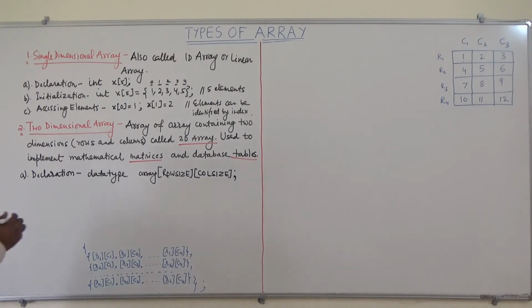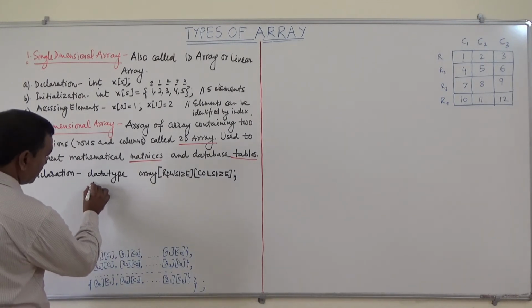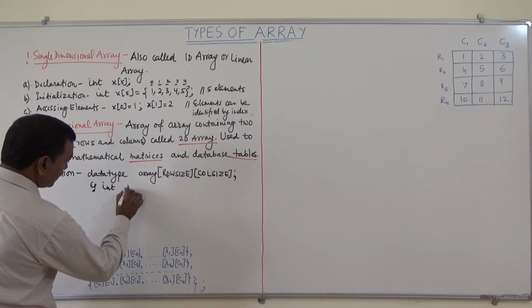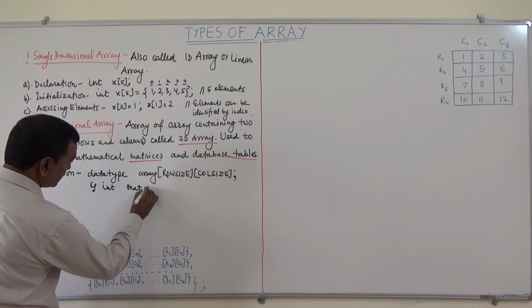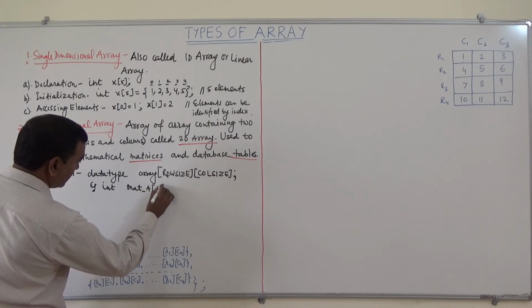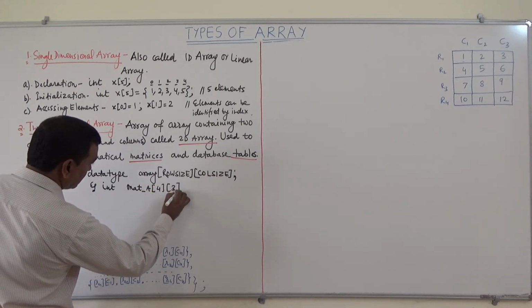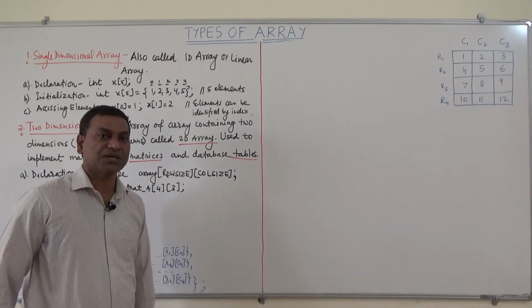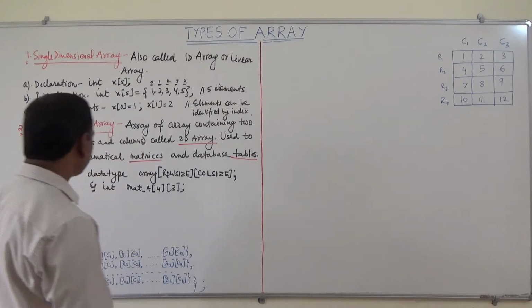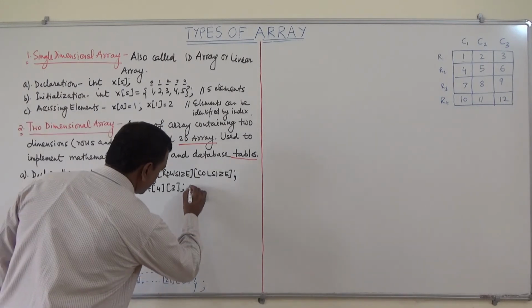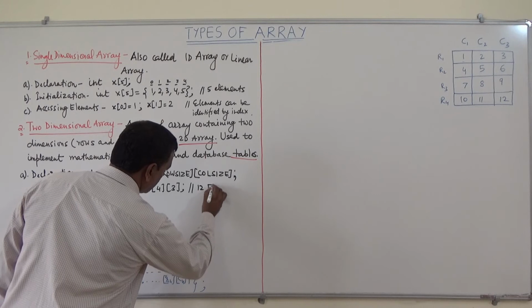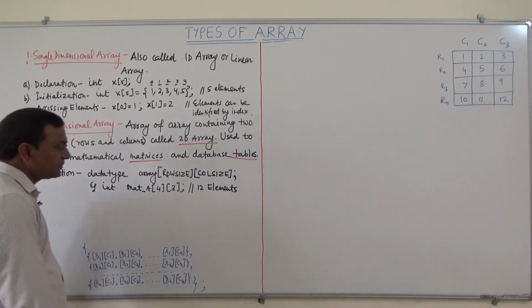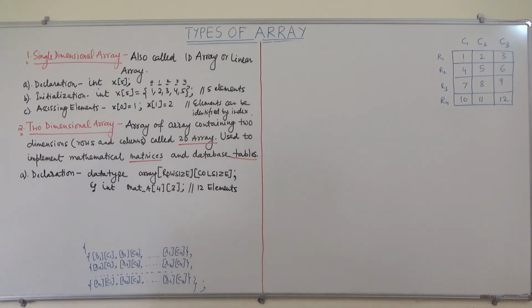For example, we can take any example like int matrix A 4 3, number of rows are 4 and number of columns are 3. So it can store 12 elements.